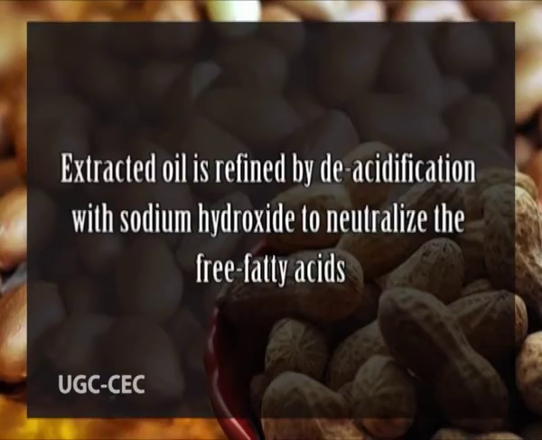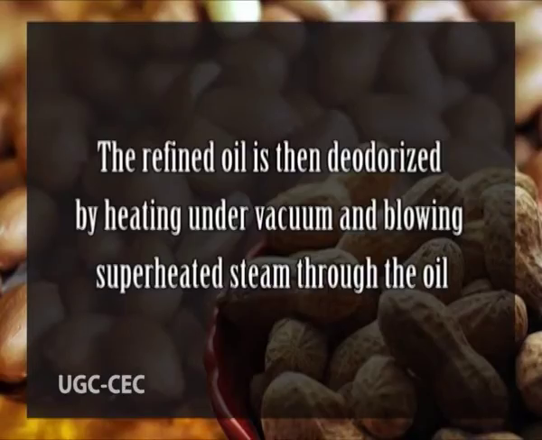Extracted oil is refined by de-acidification with sodium hydroxide to neutralize the free fatty acids. This is followed by washing with water at about 82 degrees centigrade to remove the sodium hydroxide and then bleaching with bleaching clay at about 100 degrees centigrade under reduced pressure. The refined oil is then deodorized by heating under vacuum and blowing superheated steam through the oil.